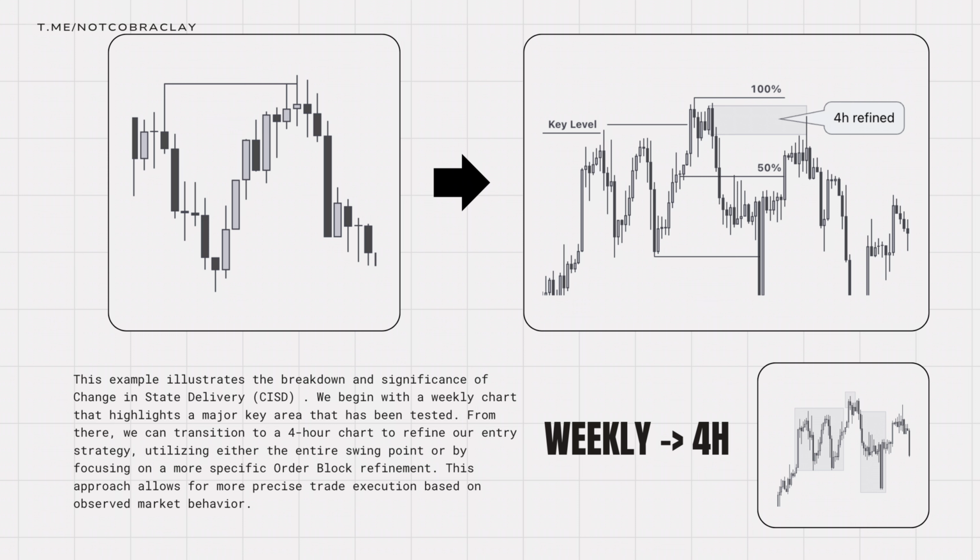This example illustrates the breakdown and significance of change in state delivery, CISD. We begin with the weekly chart, okay, that highlights a major key area that has been tested, in this case a swing high, which gets rejected. From there, we can transition to a 4-hour chart to refine our entry strategy, utilizing either the entire swing point or by focusing on a more specific order block refinement. This approach allows for more precise trade execution based on observing market behavior.